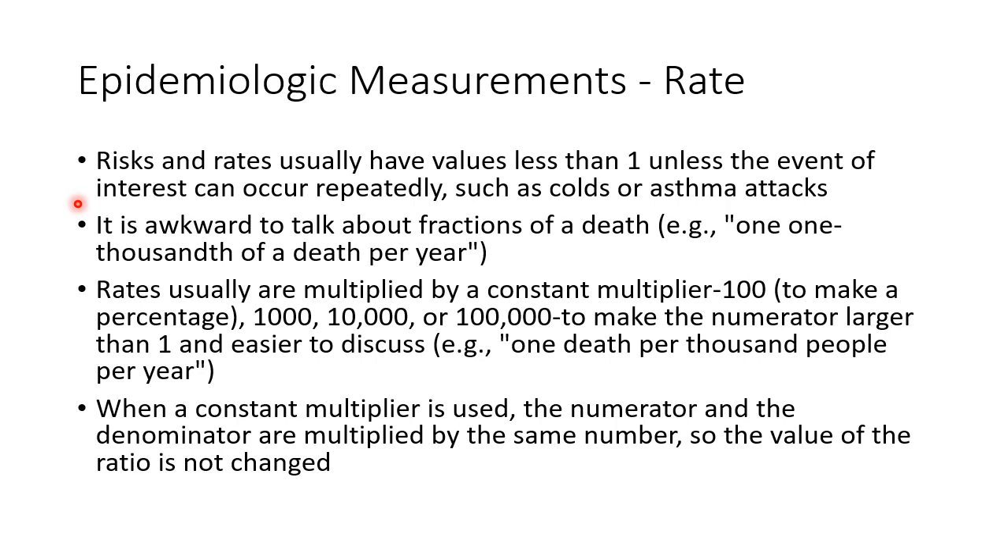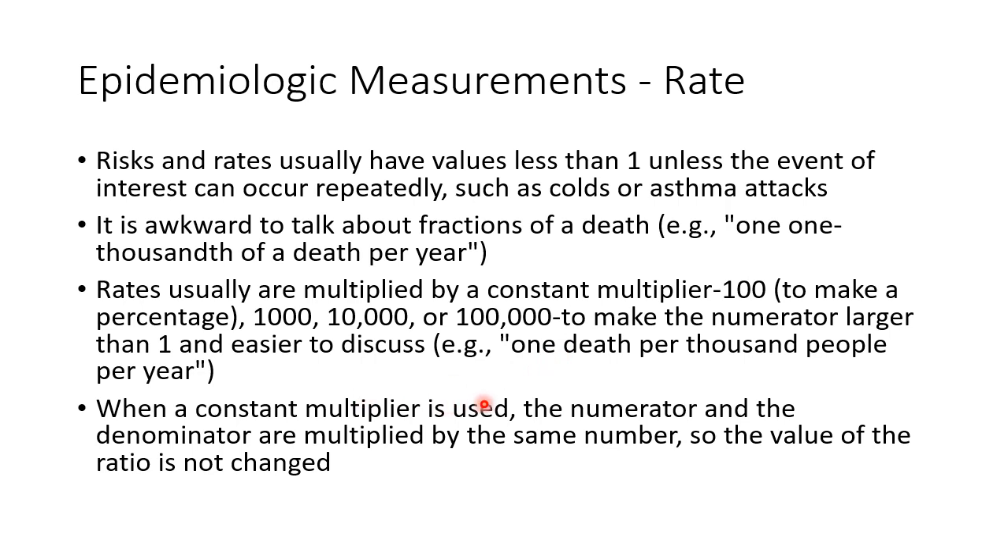Anyway, the thing here is we'll actually multiply by a constant. We can multiply by 100, 1,000, 10,000, or 100,000, so that instead of having a fraction, we can just say a whole number, and it'll be easier to talk about. So you had 1 death per 1,000 people per year. It's similar to talking about a 30-pack-year history of smoking.